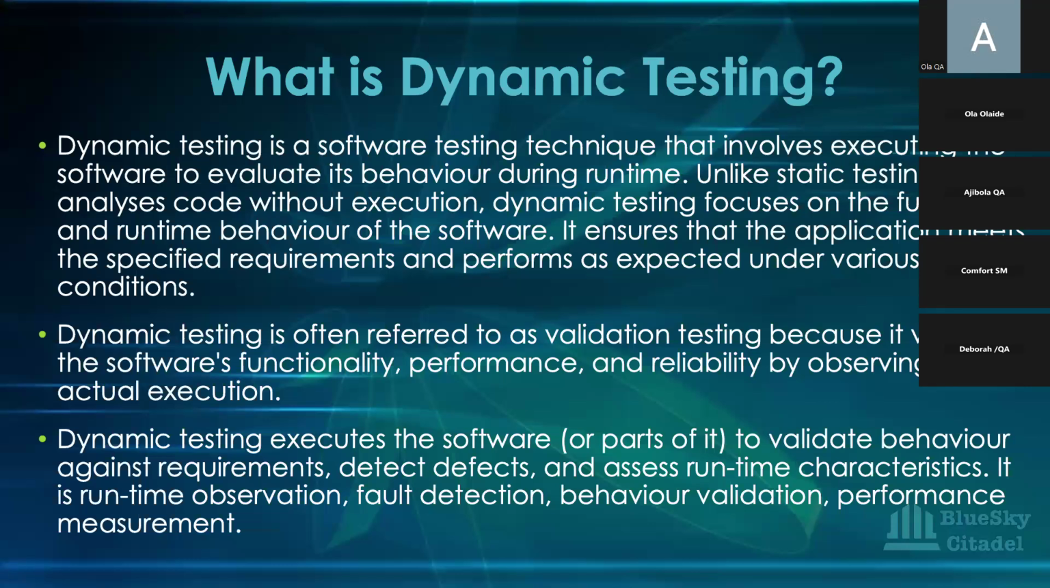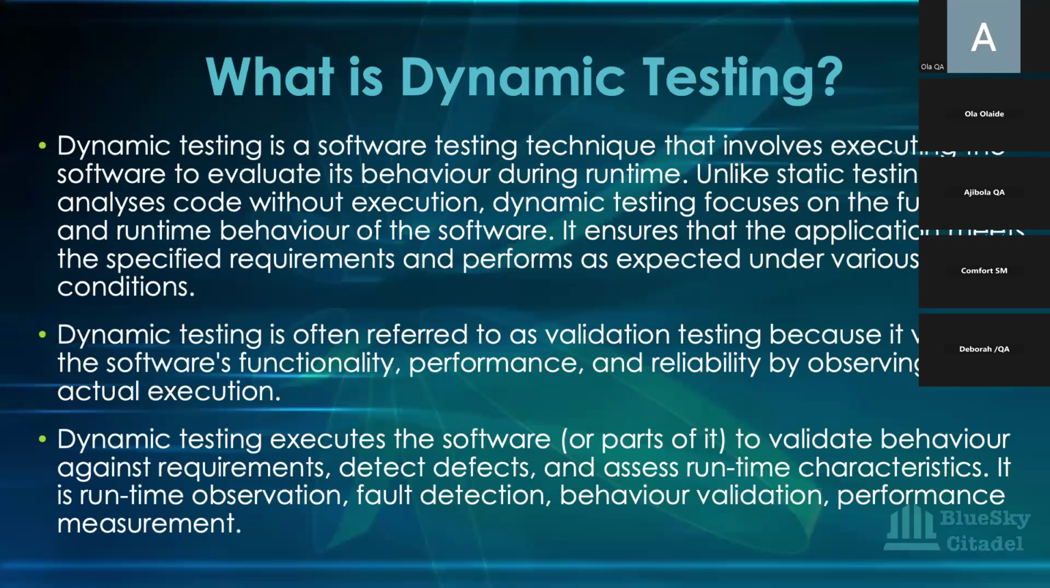Dynamic testing is also referred to as validation testing, because it validates the software functionality, the performance of the software, and the reliability by observing its actual execution. Dynamic testing executes the software, or just part of the software, to validate behavior against requirements, detect defects, and assess runtime characteristics.